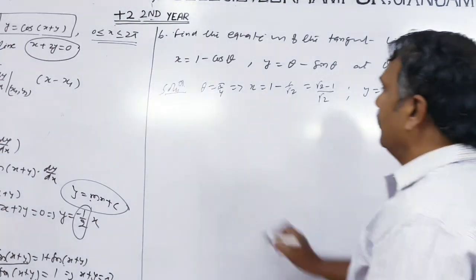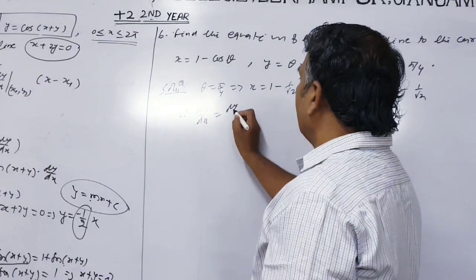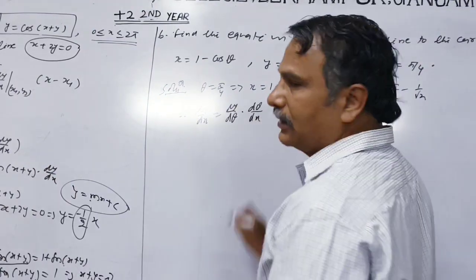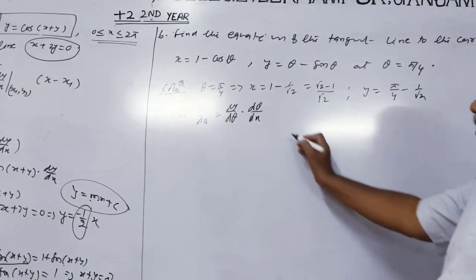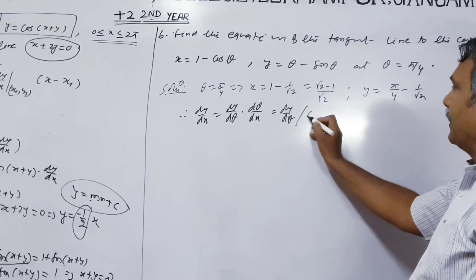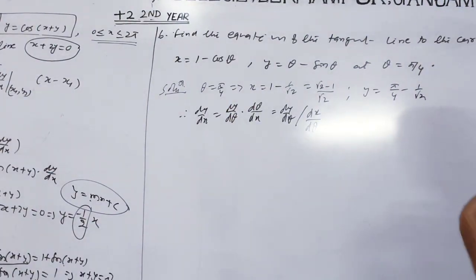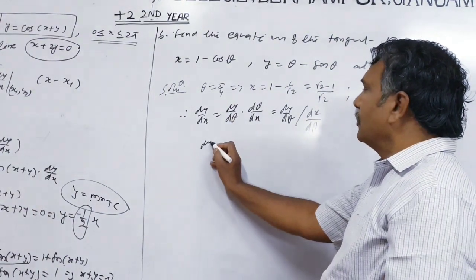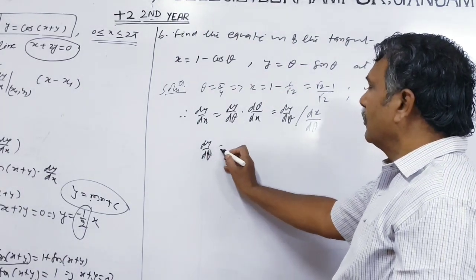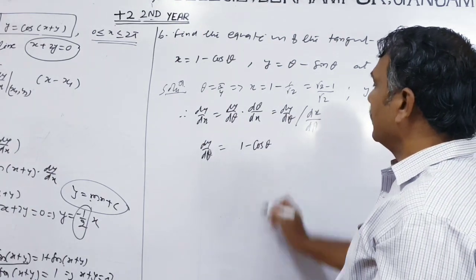Therefore, dy by dx equals dy by d theta into d theta by dx, by using the chain rule. Or we can write dy by d theta divided by dx by d theta. So what is dy by d theta? Find out. Now dy by d theta equals 1 minus cos theta.